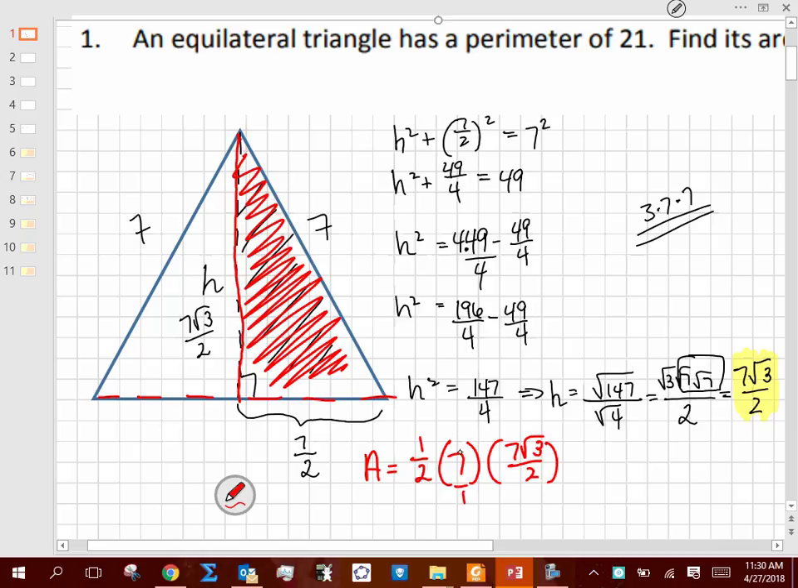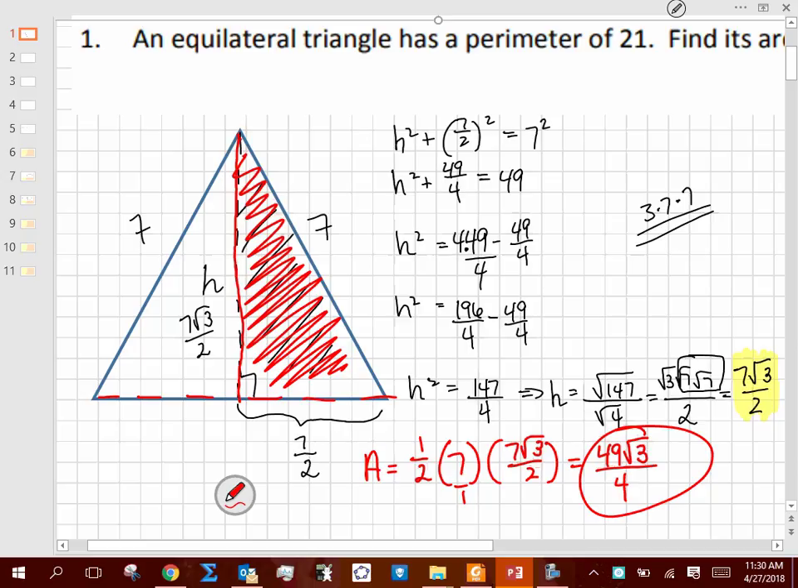Well, 7 is a fraction. So now I got 1 times 7 times radical 3. What's that give me up top? 49 times a radical 3, right? On the bottom, I have 2 times 1 times 2, which is 4. There's your area in an exact format for that equilateral triangle.